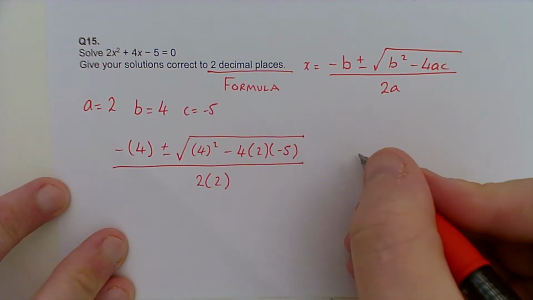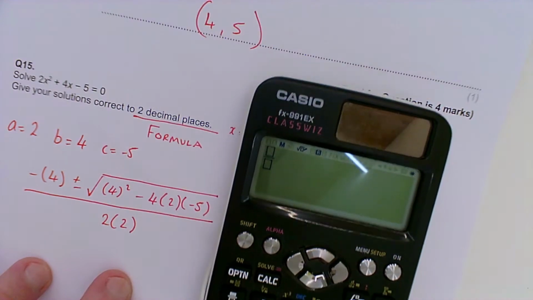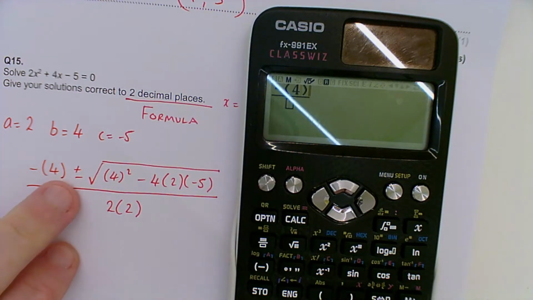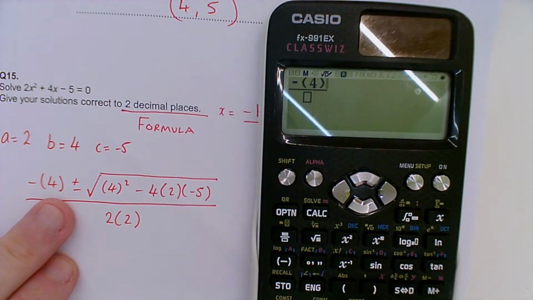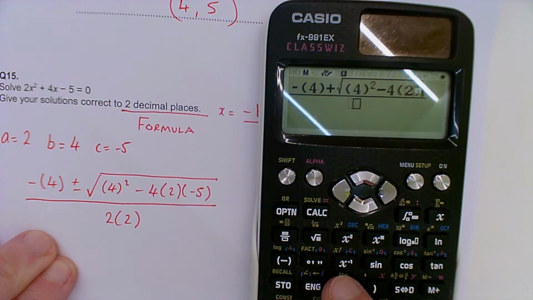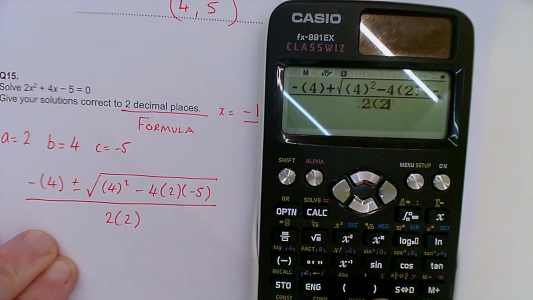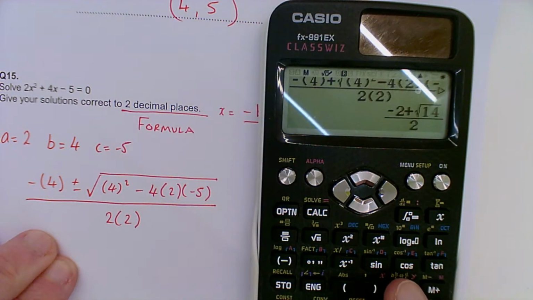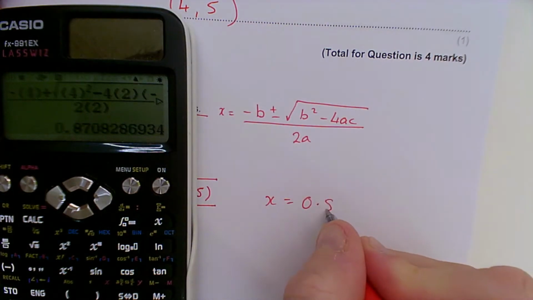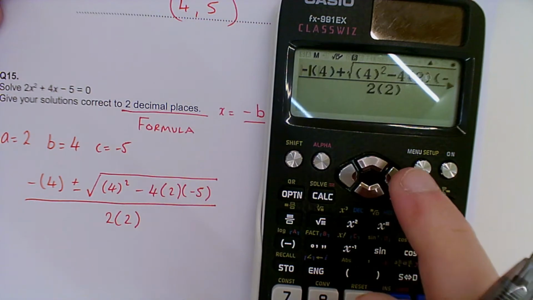Now if you remember, for my values, when I type this in, fraction button first, I'm going to put in negative 4, and I do plus first because that's the easiest one to do. So plus the square root of 4 squared minus 4 lots of 2 lots of negative 5 all over 2 lots of 2. And that gives me an answer, and he wants it to 2 decimal places, so 0.87. So my first answer is 0.87.